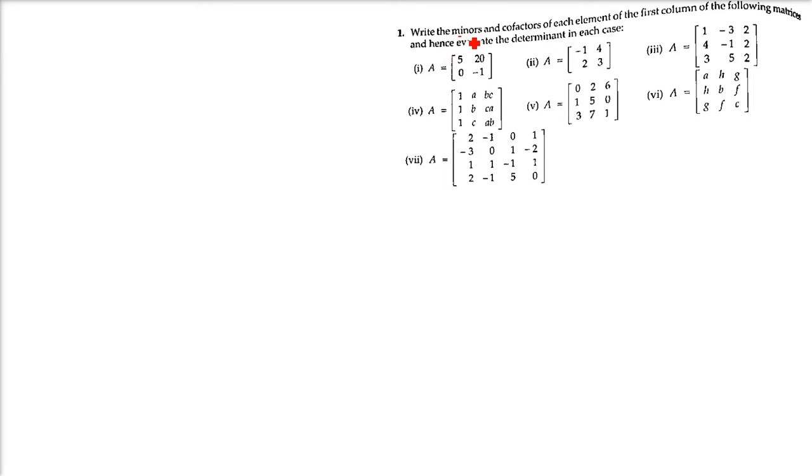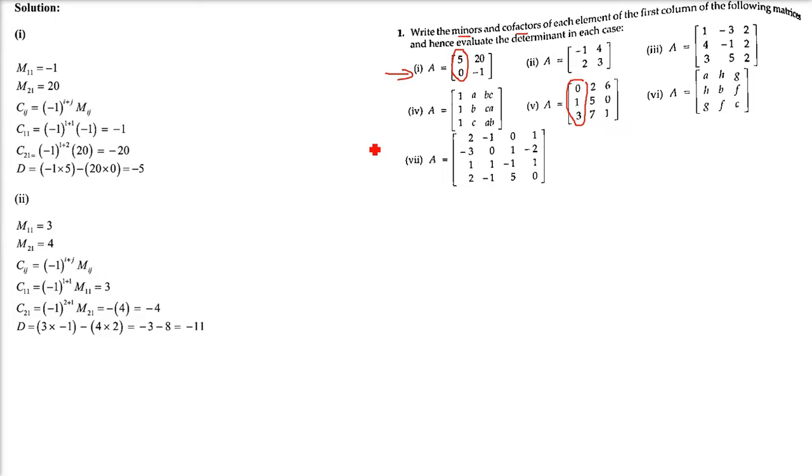Write the minors and cofactors of each element of the first column of the following matrices and hence evaluate the determinant in each case. So we are talking about the first column only. All of it we don't have to do. So let us take the first one, and for those who are not much aware of minors and cofactors, I'll just give you a brief idea of how the minors and cofactors are constructed and what they mean.